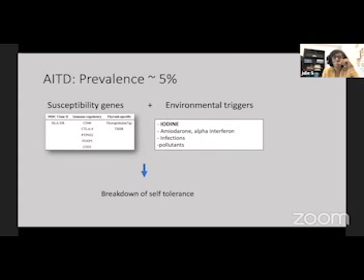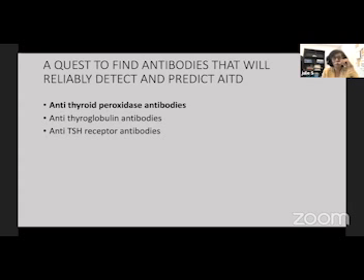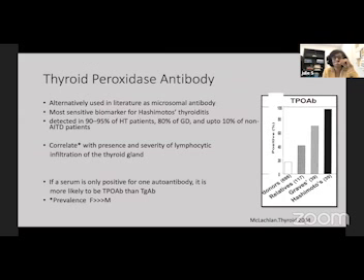With the prevalence of autoimmune thyroid disease, there comes a quest to find antibodies that will reliably detect and predict it. Anti-thyroid peroxidase antibodies, as you all are familiar, are widely in use in this quest for detection as well as prediction. These are antibodies against thyroid peroxidase, a poorly glycosylated membrane-bound enzyme involved in the oxidation of iodine and in thyroid hormone synthesis.